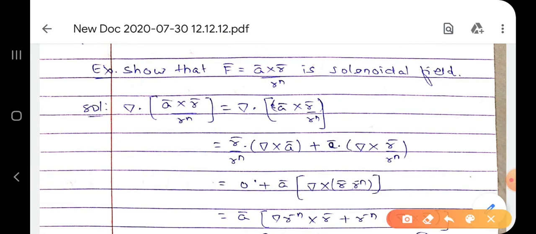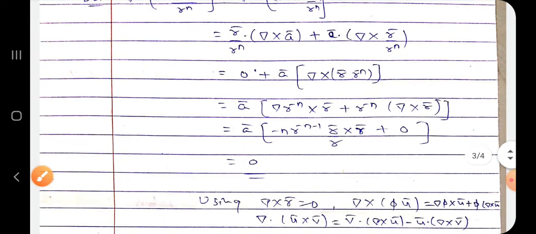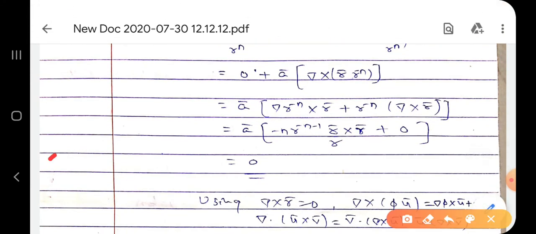So r bar upon r raised to n dot del cross a bar, plus a bar dot del cross r bar upon r raised to n. So del cross a bar, cross product with any constant vector, is 0. A bar as it is, del cross this r bar upon r raised to n, we can write r raised to minus n into r bar. This step, correct? Now use del cross phi u bar.